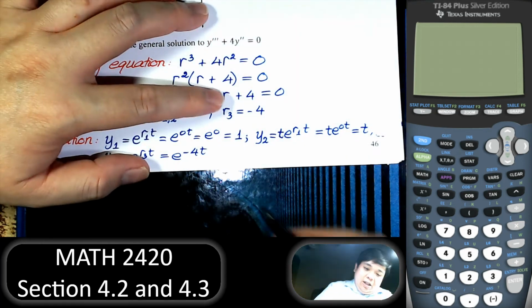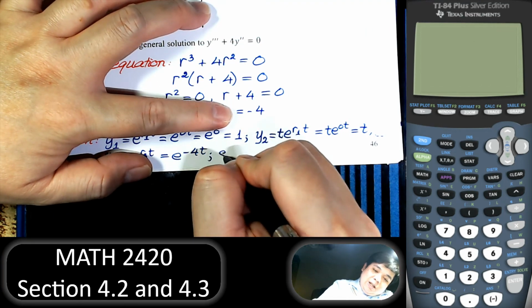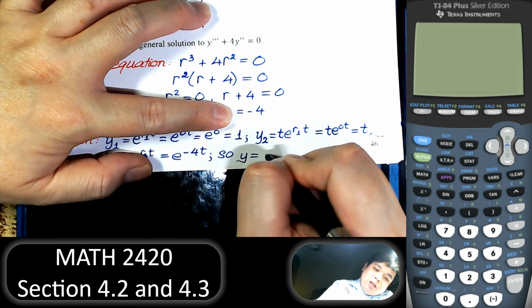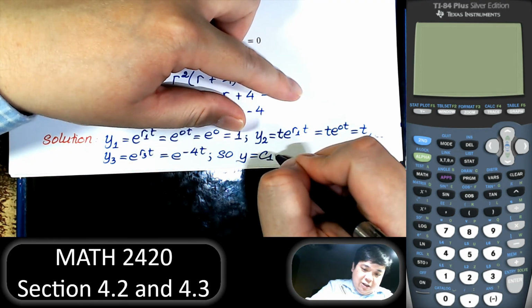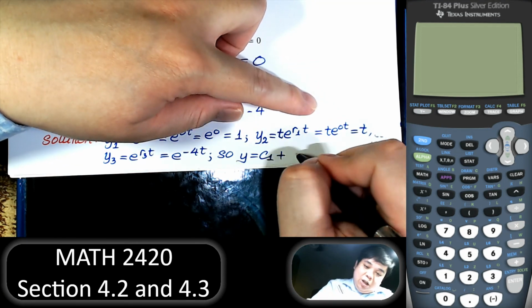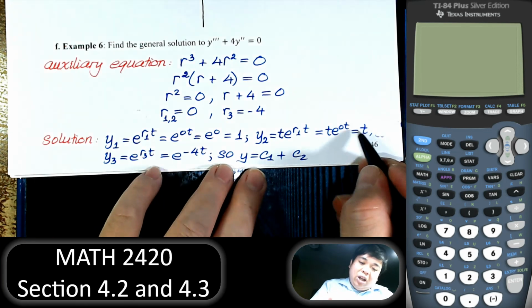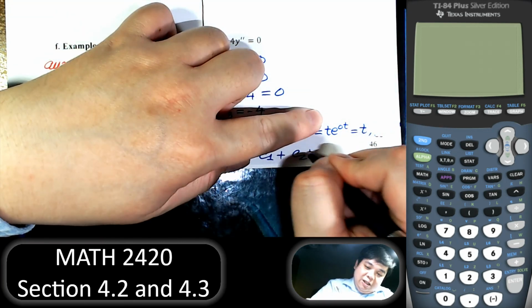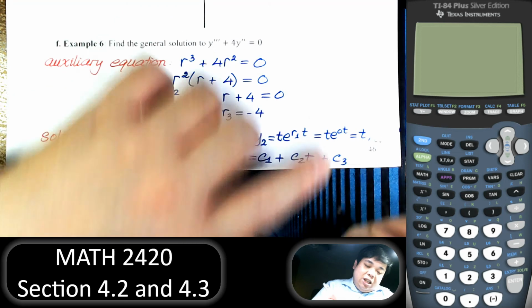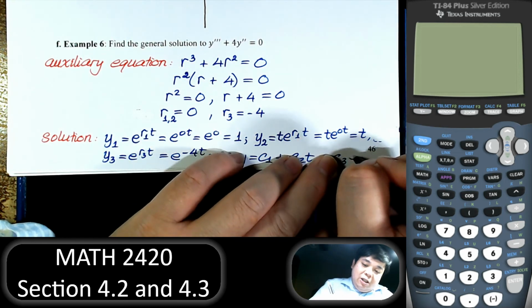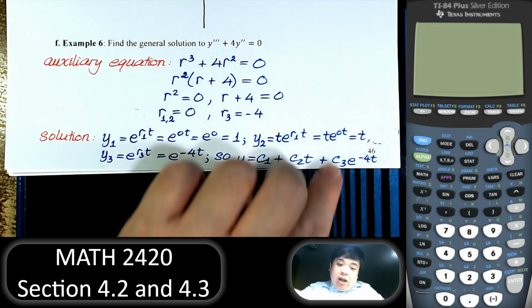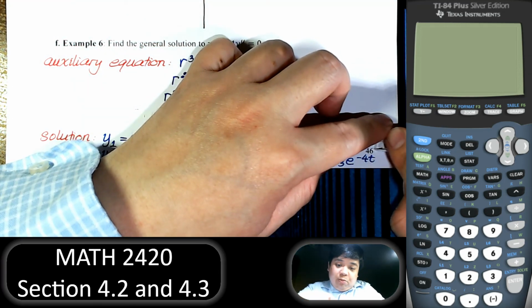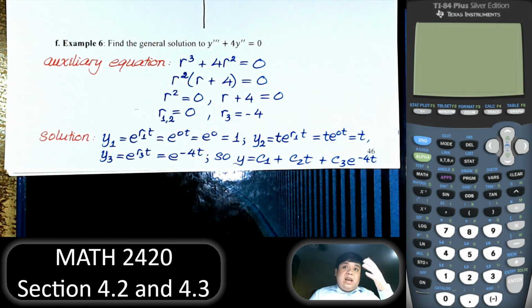And finally, we have y equal to c1 times y1, which is 1, plus c2 times y2, which is t, and c3 times y3. So this just shows that the method for linear equations can be extended to more than just second order.